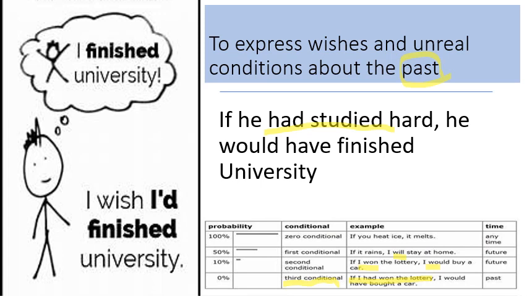The third one, which is our focus, is the zero condition in a way that there isn't any possibility for the action to happen. We usually use the past perfect, okay, and would have bought a car. If I had won the lottery in the past perfect, I would have bought a car. Same like here, if he had studied hard, he would have finished university. We are talking about this person. If he had studied hard, he would have finished university. So this is the third usage of the past perfect.